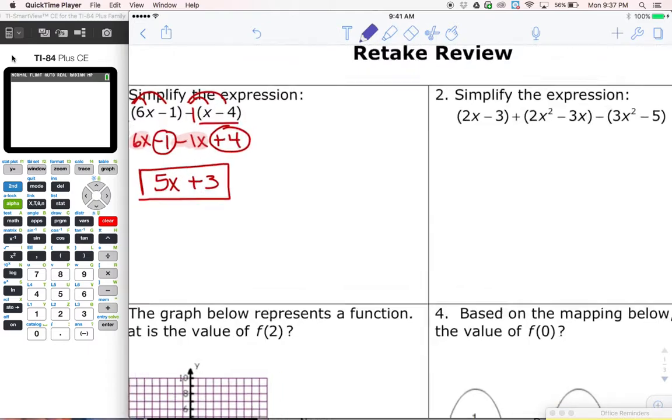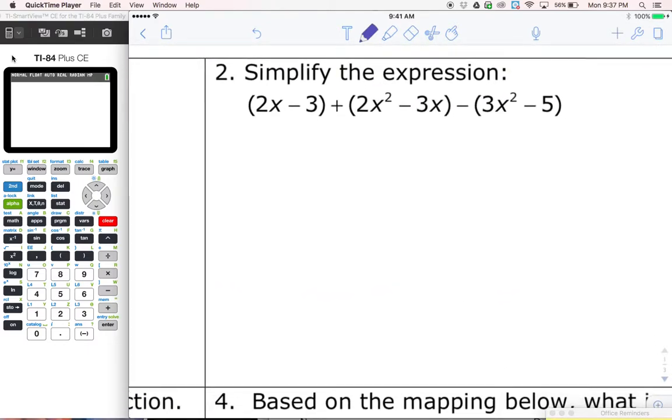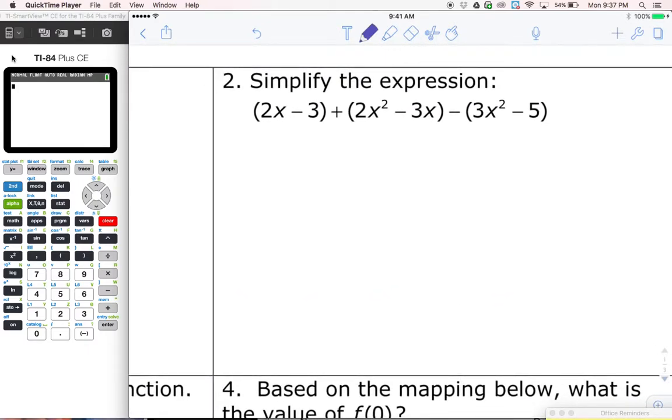Problem number 2. Simplify the expression. Same thing as number 1. You can't combine like terms yet. You got to get rid of the parentheses, guys. So for anything without a number in the front, use a 1. This last one is going to be a negative 1.